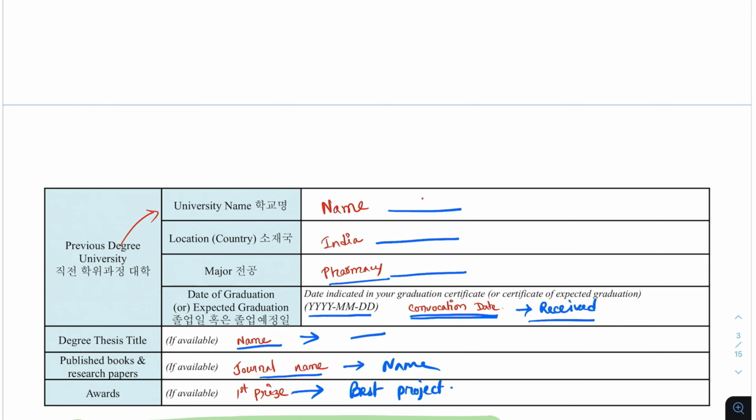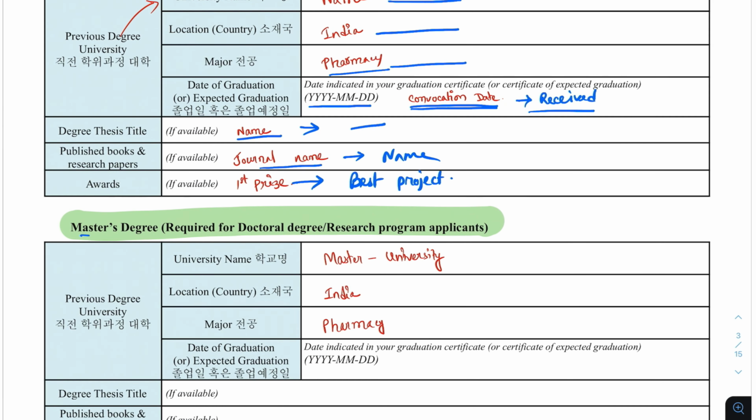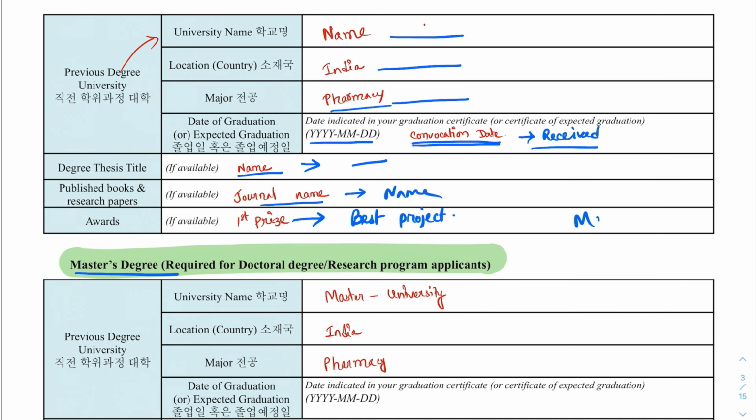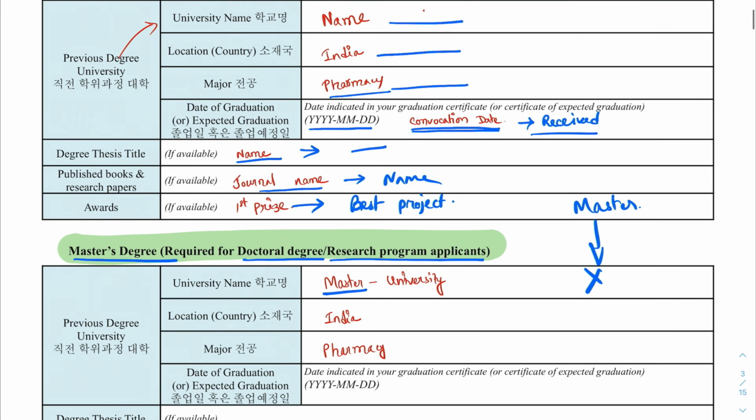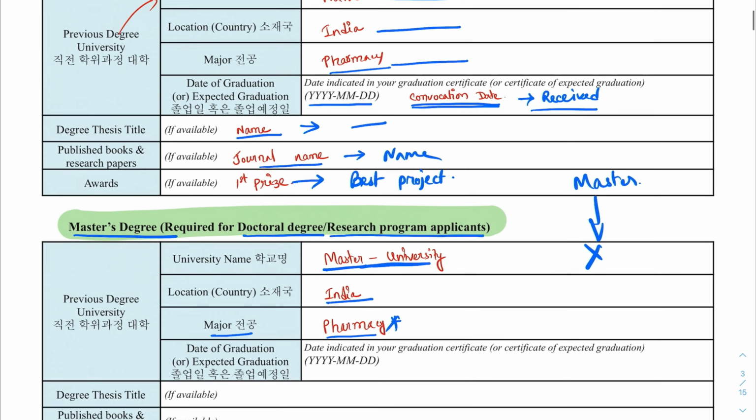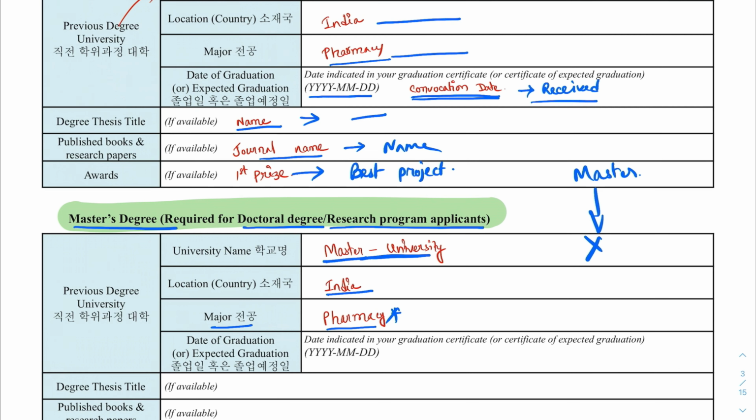Next is for the master degree. So the name of the master degree university. Those who are applying for master don't need to fill this part. It is only for doctoral degree or research program applicants. So the name of the university where the master has been completed, and then the country and the major. My major was pharmacy, so I put it like this. Don't forget to place your major. And the expected graduation date, same, the convocation date.